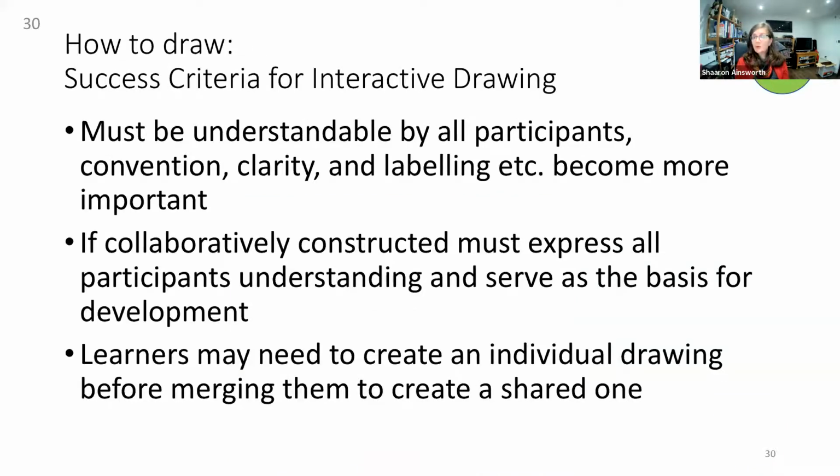Success criteria for interactive drawing change again. So if we're going to work with peers now, things like clarity and labeling become much more important because we need to understand each other's perspective. If we're going to collaborate, then these have to express our current understanding and serve as the basis for mutual development. And some of the things we think we know is if we are going to ask learners to create a shared visual representation, they may often need to start by creating an individual drawing before subsequently merging them. There isn't as much research in this as some of the other areas, but that certainly seems to be one of the suggestions.